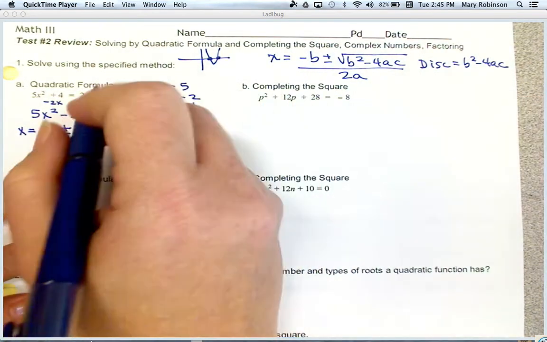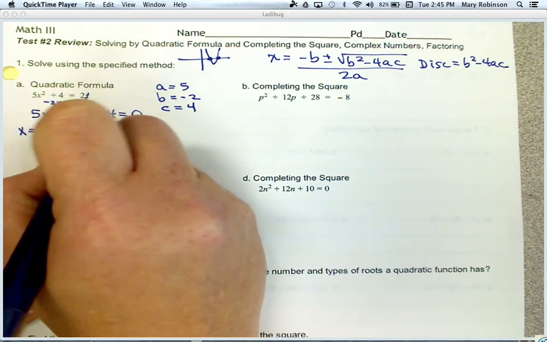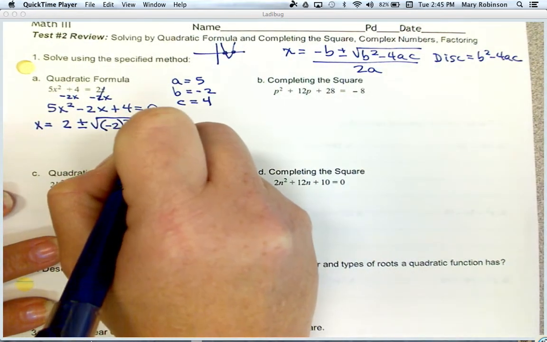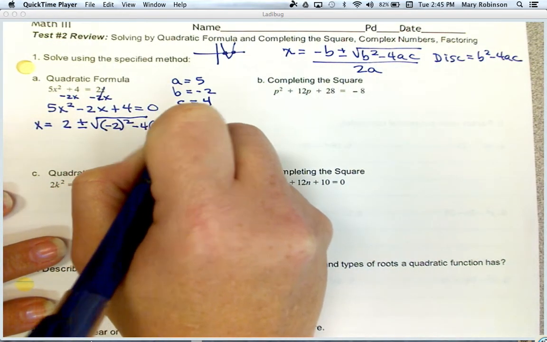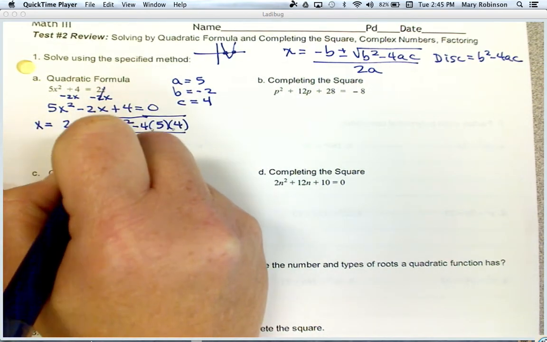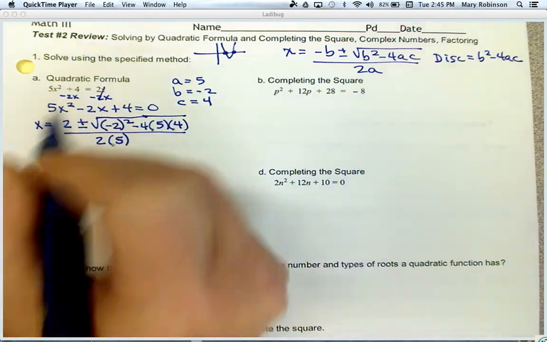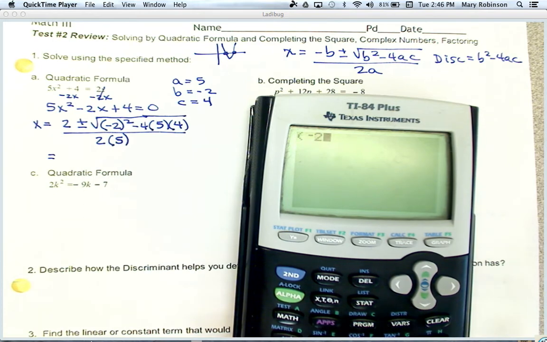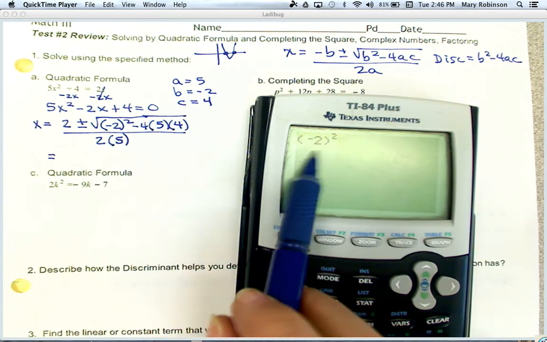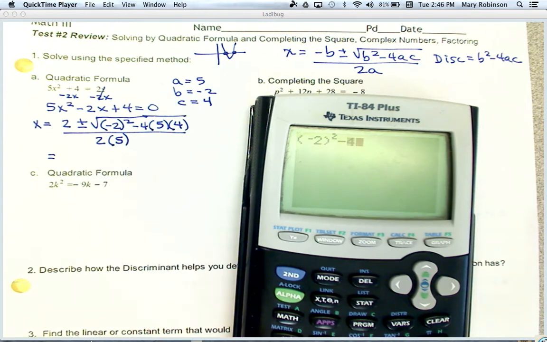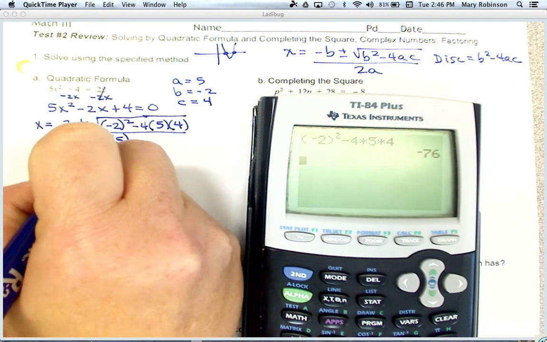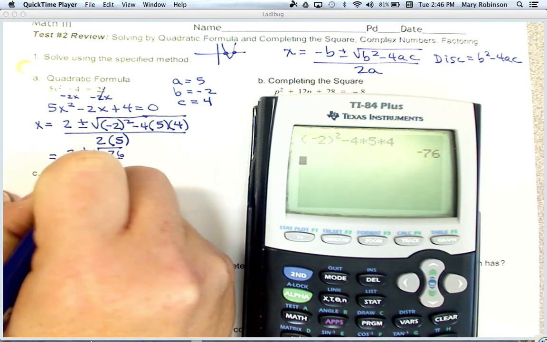So if I do go ahead and write out what my discriminant is, my b is negative 2. I need to make sure I put parentheses around a negative b value, minus 4 times a, which is 5, and c, which is 4, all over 2 times a, where a is 5. At this point, I want to go ahead and find the value of my discriminant. So I'm going to type in negative 2 squared, and yes, I have to have parentheses, minus 4 times 5 times 4. And I get negative 76. So we end up with 2 plus or minus the square root of negative 76 over 10.